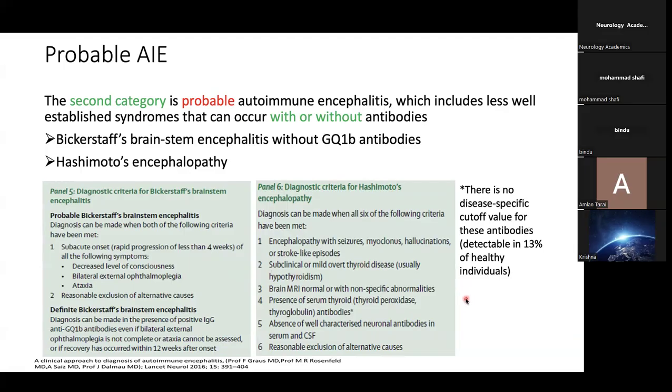In the case of Hashimoto encephalopathy, the following criteria have to be met. One is encephalopathy like seizure, myoclonus, hallucination, and subclinical or mild overt thyroid disease like hypothyroidism, brain MRI normal or non-specific abnormality, and presence of thyroid antibody. For the thyroid antibody, there is no specific cutoff value; anti-thyroid antibody is sometimes detected in 13% of healthy individuals. Also, absence of well-characterized neuronal antibody in the serum and CSF, and exclusion of an alternative diagnosis.